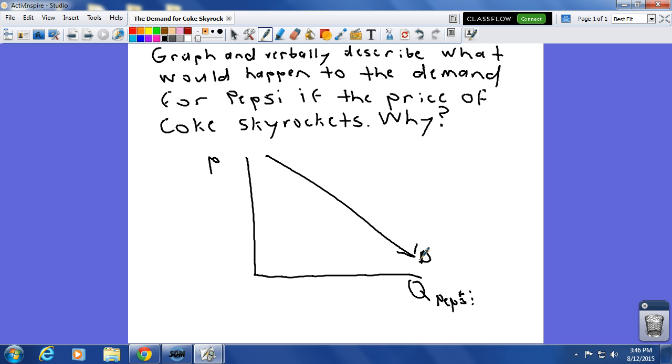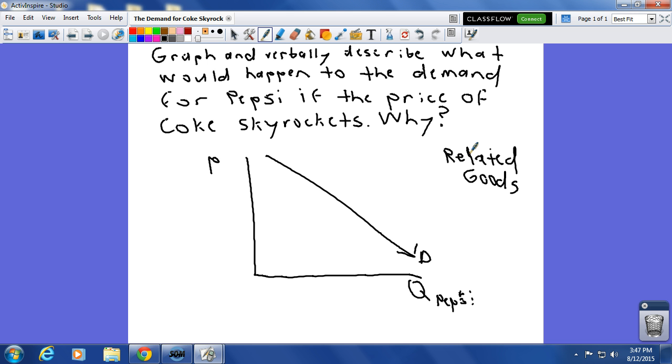So our next step is we want to figure out what is the determinant. Coke and Pepsi are related goods, and therefore we're going to go ahead and write our determinant as related goods. And we also know that these are substitutes for each other.